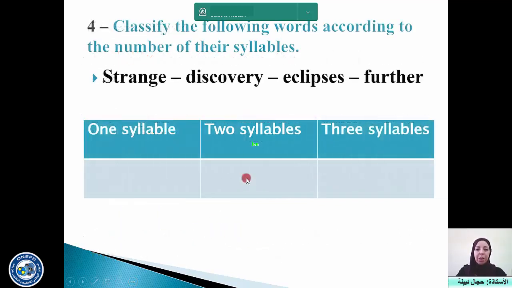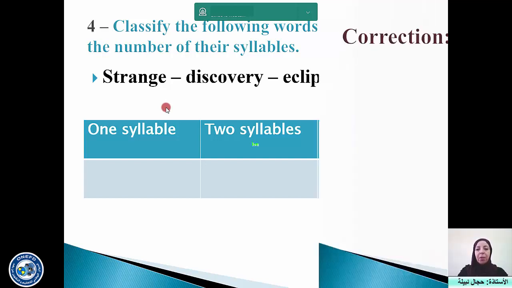Let's move to sound system. This is about classifying the following words according to the number of their syllables. Alright, so these are the words and you have to classify in the table according to the number of syllables. Now, do you know how to divide words, or what's the principle for the division of the word into syllables? Okay, try alone first and then correct with me.